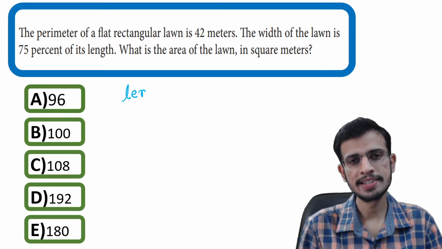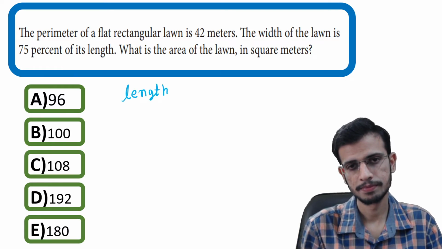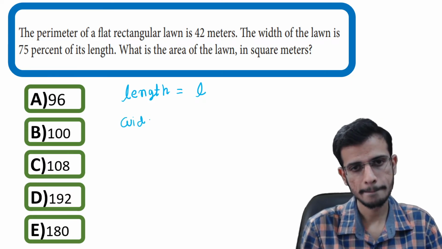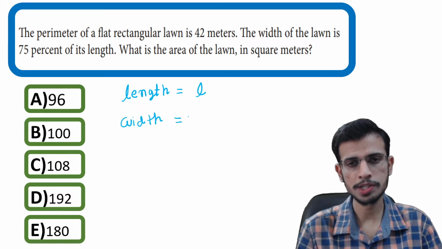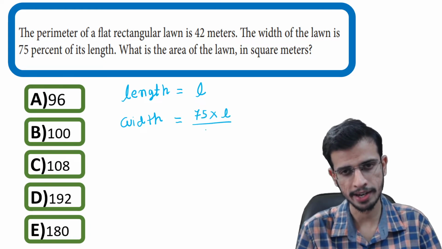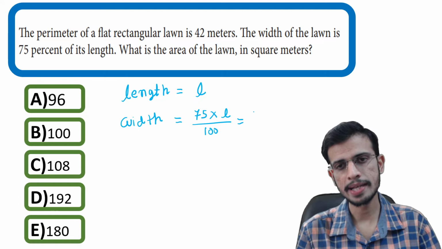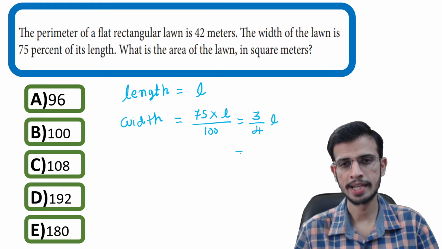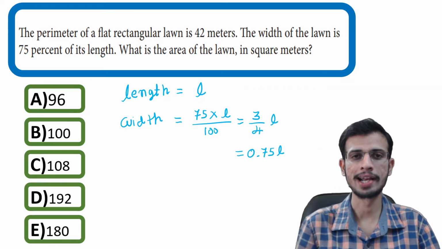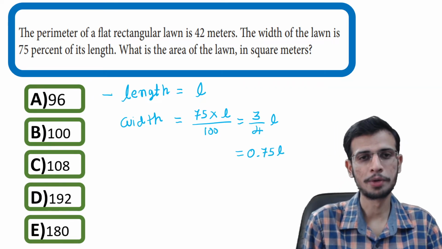Let us assume length is equal to L. So what will be the width? Width is equal to 75% of L, 75 into L divided by 100. That will be 3 by 4 times of L. We can say 0.75 times of L. Okay.